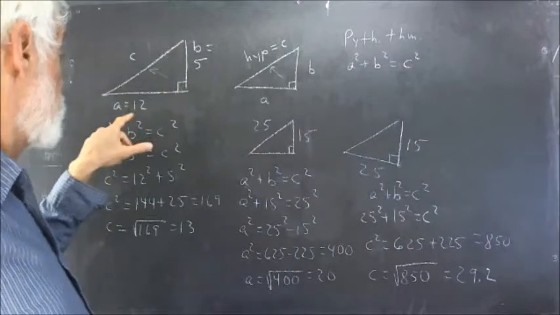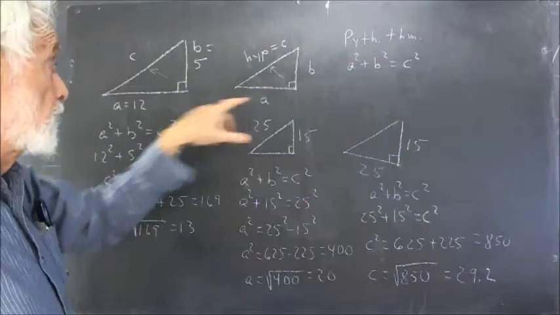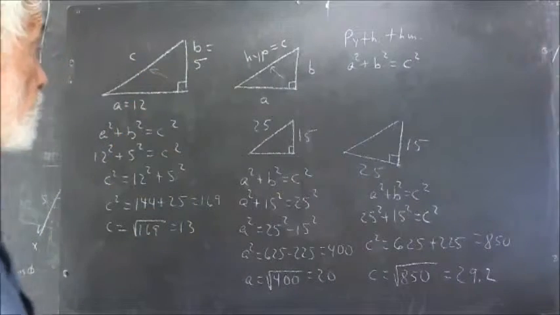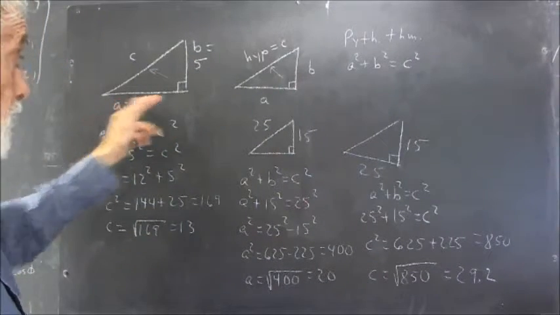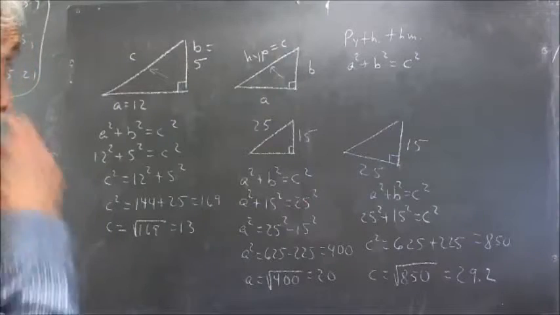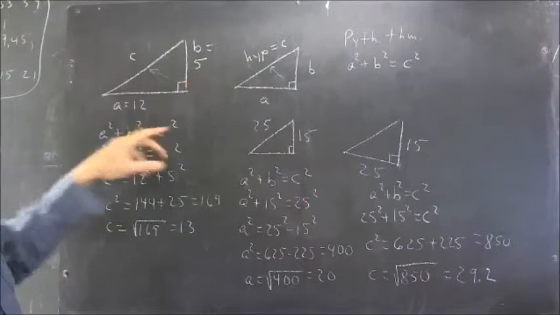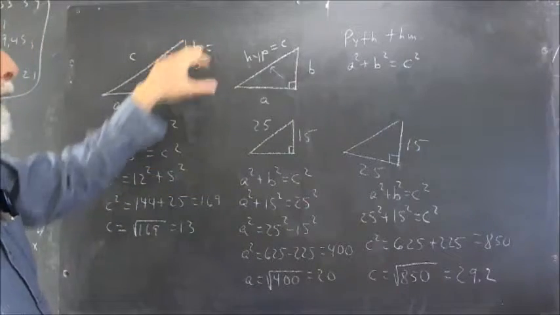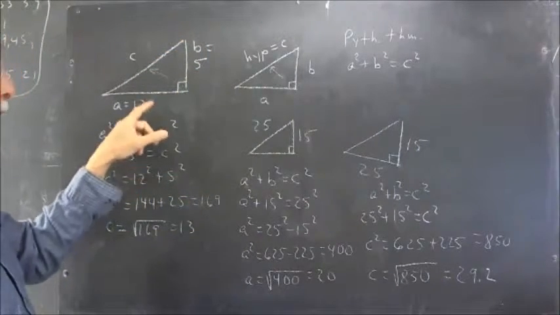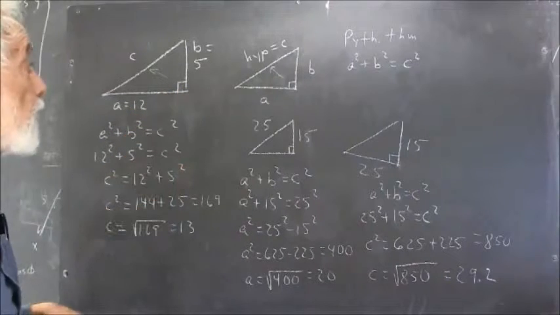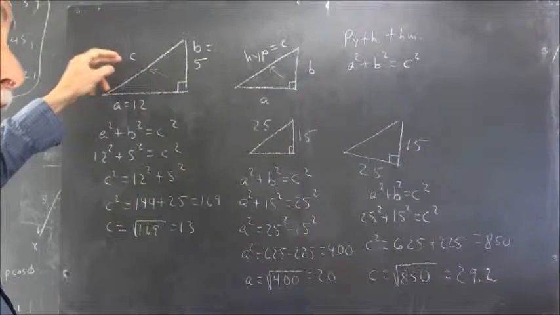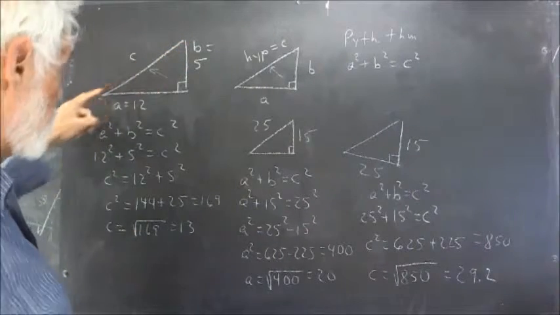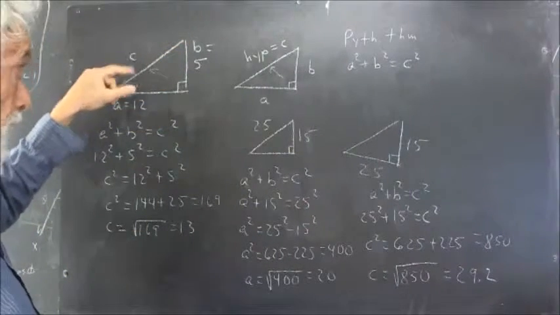Okay, in this case, we see that the two legs of the triangle, the two sides that make up the right angle, or the two sides that we would say are adjacent to the right angle, are 12 and 5. So that means that in terms of the formula, A is 12, B is 5. It doesn't really matter which one of these is A and which one is B. But what does matter is which one is C, so we've got to be very careful about that. So C is the one we're trying to find. That's the hypotenuse opposite the right angle.